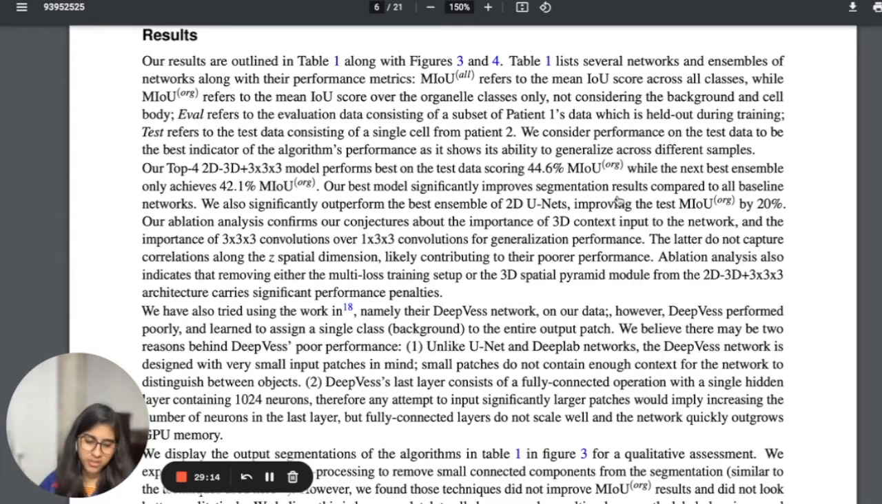So I don't want to go too much into the results, but overall it said that it really outperformed. Over here it says our top 2D to 3D plus 3 by 3 by 3 model performs best on training data, scoring 44.6 MIOU, and then the next one gets 42.1% MIOU. So it really increased the segmentation results. And for the 2D UNet, it basically improved the MIOU by 20%, which is pretty good.